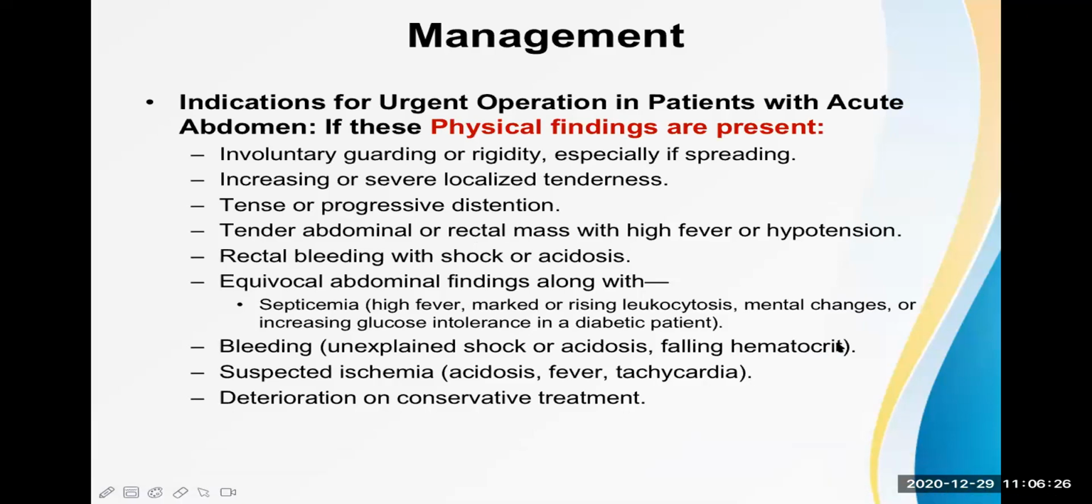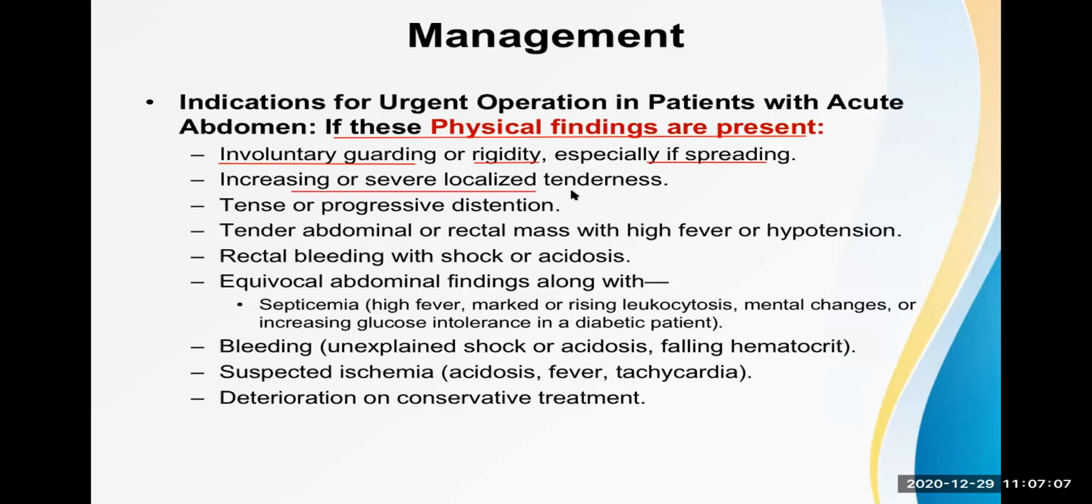Now, the definite management for acute abdomen is surgery, or urgent surgery. There's no doubt about it. So what are the indications? Let's talk about it. This is a very important part of today's lecture. What are the indications for surgery in case of acute abdomen? If these physical findings are present, then we have to go for surgery. Involuntary guarding or rigidity, especially if spreading. It clearly tells us peritonitis has already occurred, and especially if it is spreading, generalized peritonitis is going to happen. So we have to open quickly.